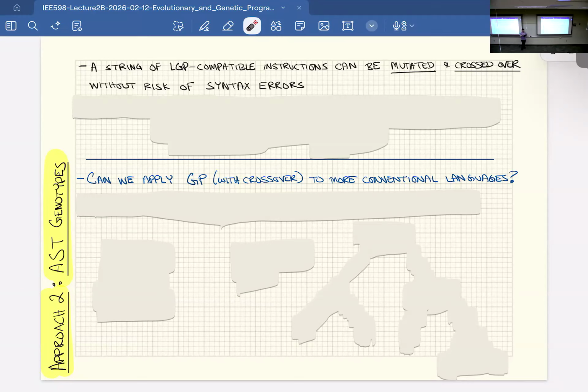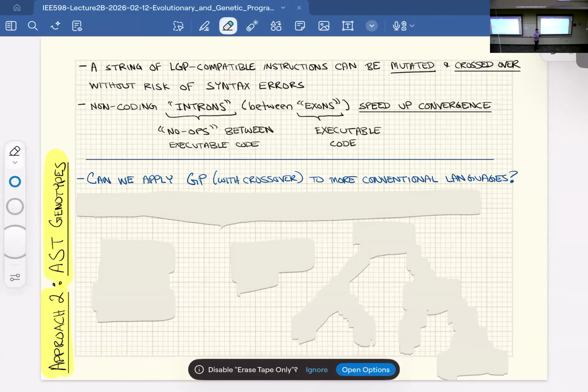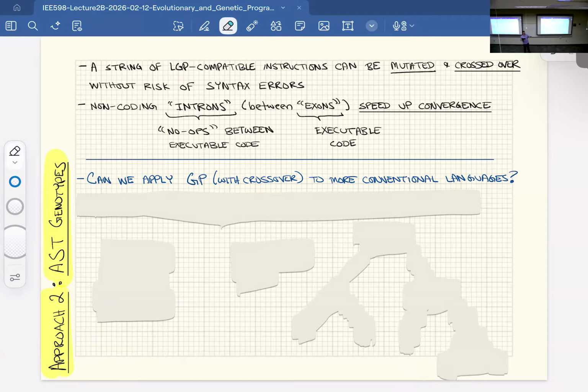So one of the cool things here is that a string of LGP compatible instructions can be mutated and crossed over without risk of syntax errors. And one of the things that's been discovered is about introns. Now people know a lot more about these things called introns in biology, but when this was discovered, people still didn't quite know exactly what they were. It turns out that in biological chromosomes, there are coding regions.